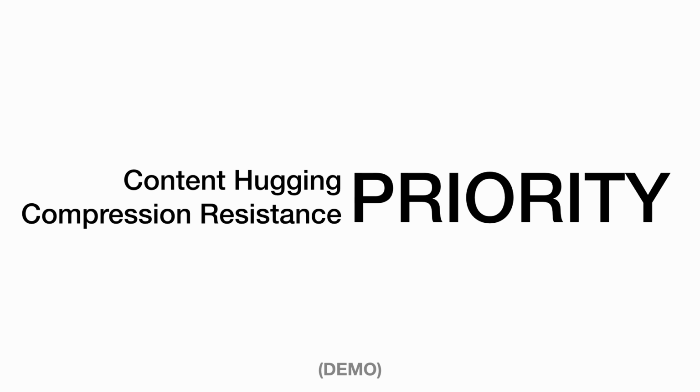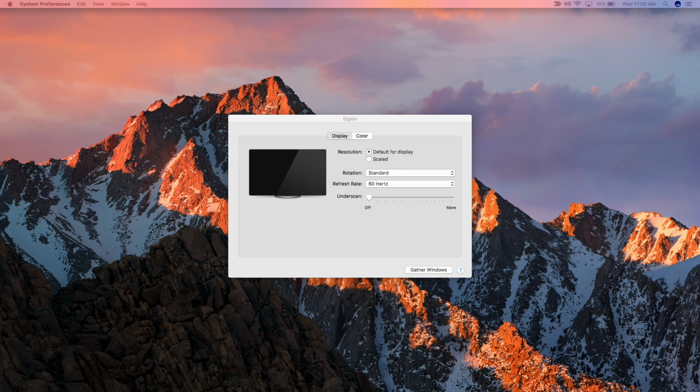But what's interesting about content hugging and compression resistance is they compete, so to speak, with your constraints. You'll often see these set at like 250 or 750, and a lot of people don't touch them, and that's perfectly okay if you can build your views without them. But sometimes you can save on writing 2 or 3 or 4 constraints by using these properties if you understand what they do. Also, you can sometimes fix some bugs by using these properties. So we're going to jump into a real quick demo to show you what that looks like within Xcode.